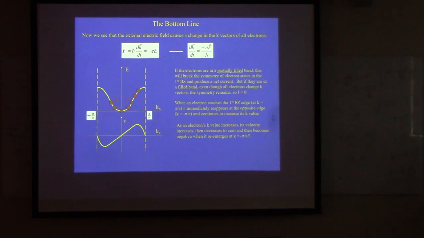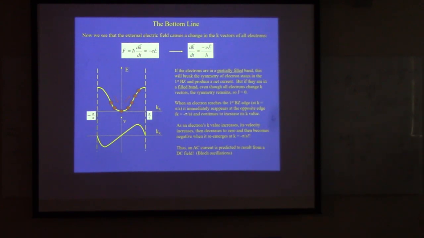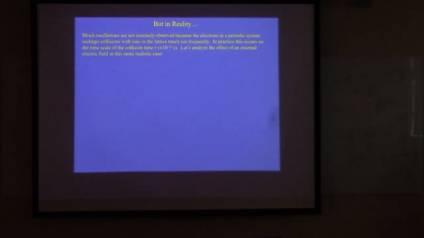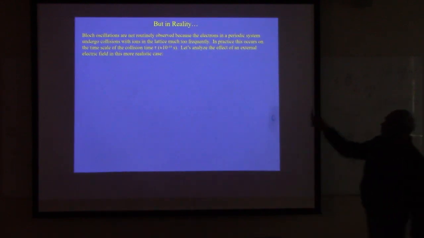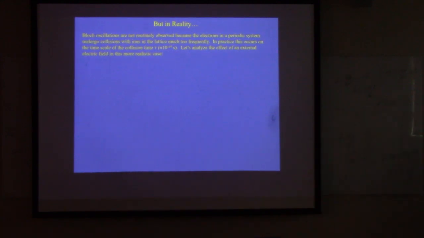Yeah, so minus k. An AC current is predicted to result from a DC field. If by applying a DC field you can expect an AC current, right? This is somewhat similar to the Anderson oscillations in superconductors. Like I said, this time is almost 10 to the power minus 14, so that's why it's very hard to observe.